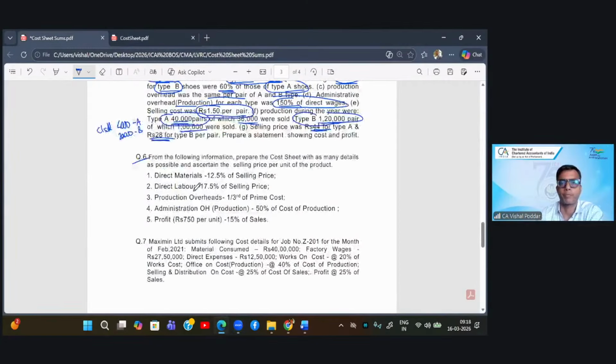Now the next point. Now these are again maths driven questions. What it says, from the following information, prepare cost sheet with as many details as possible. Material is given 12.5% of selling price. Labor is given 17.5% of selling price. Production overheads one-third of prime cost. Administration overheads related to production is 50% of cost of production. Profit is this.